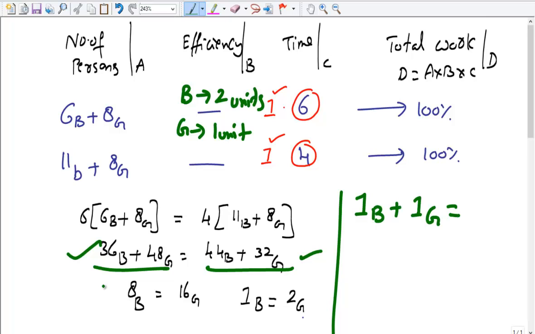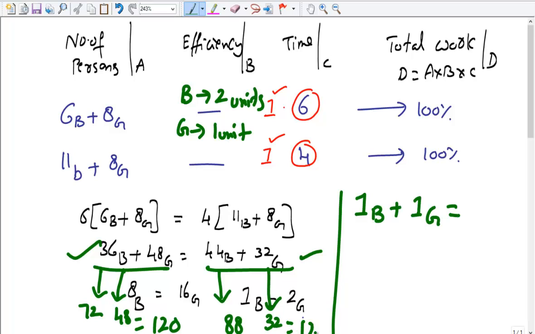So that is 36 into 2 is going to be 72, plus 48 into 1 is going to be 48. That's going to be 120 units. Even if you substitute here, 44 into 2 is going to be 88, 32 into 1 is going to be 32. So total units are 120.